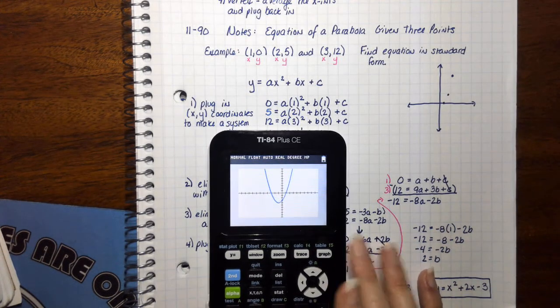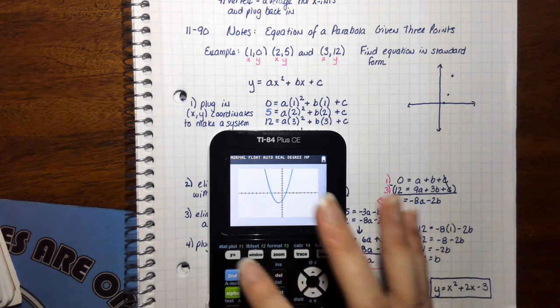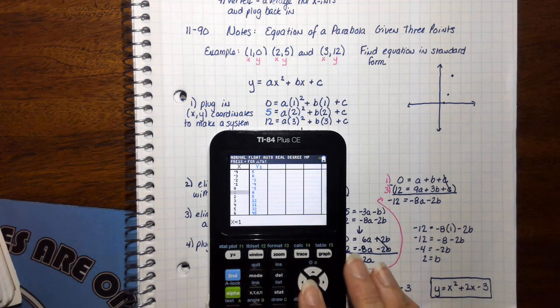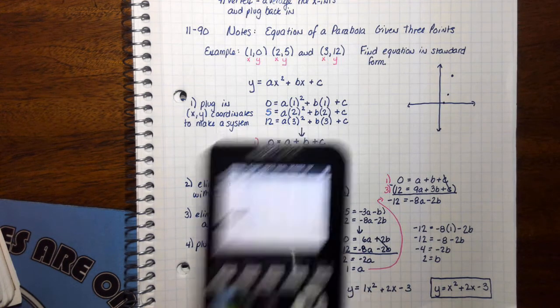Okay, and as great as that is, let's look at the table. Okay, so do we have 1, 0? Yes. 2, 5? Yes. 3, 12? Yes. So we know we got the correct answer.